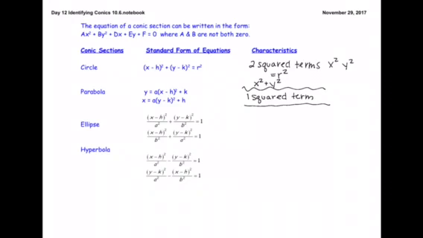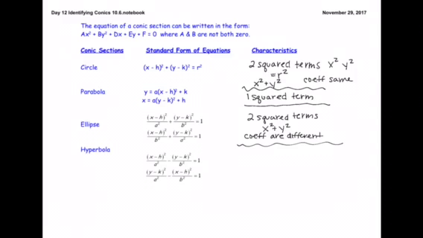When we look at an ellipse, we also have two squared terms. It is also going to be adding x squared plus y squared, except your coefficients are different for both the x squared and the y squared. A circle, your coefficients are the same.